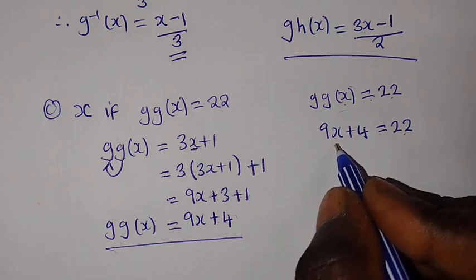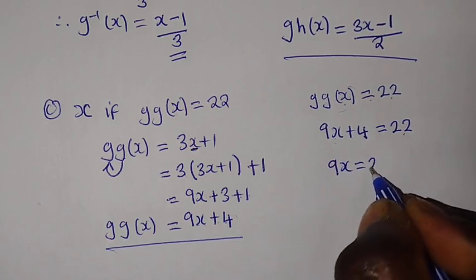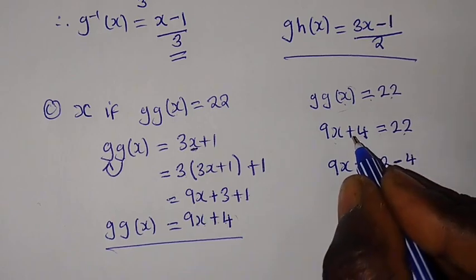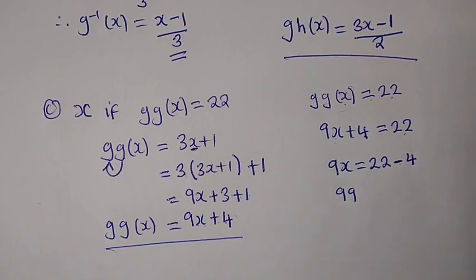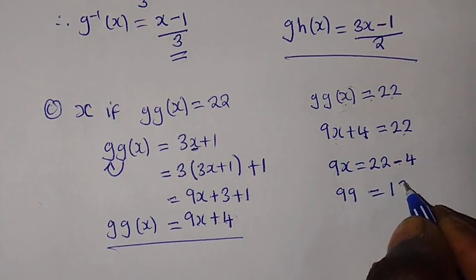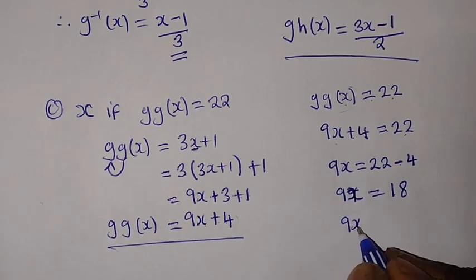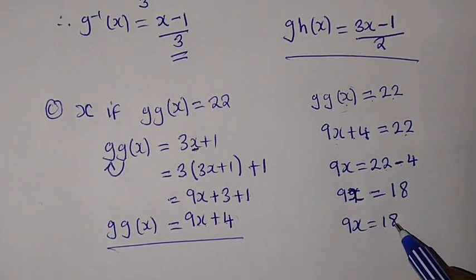We remain with 9x because we want to find the value of x. So I have 9x equal to 22 minus 4. It was a positive, it has become a negative. So I'm going to write 9x, then 22 minus 4. This will give us 18. Here is supposed to be x. Sorry for that. So this is 9x is equal to 18. 22 minus 4, it will give us 18.